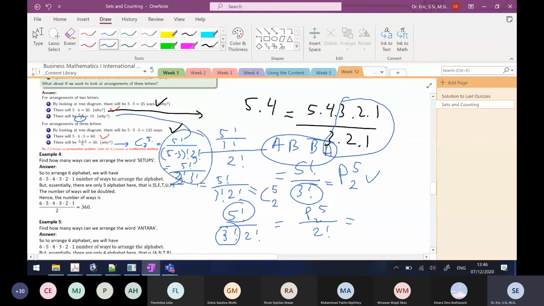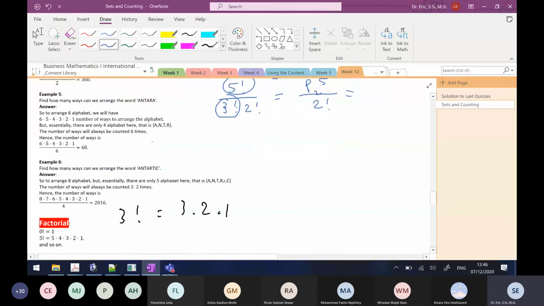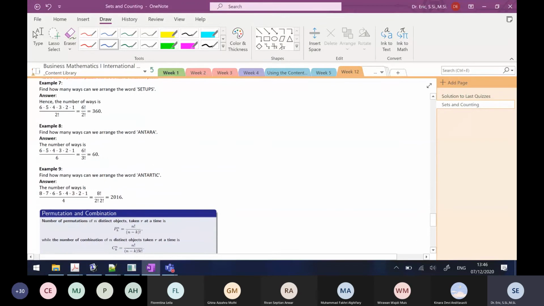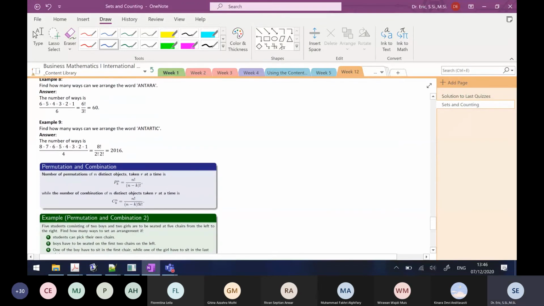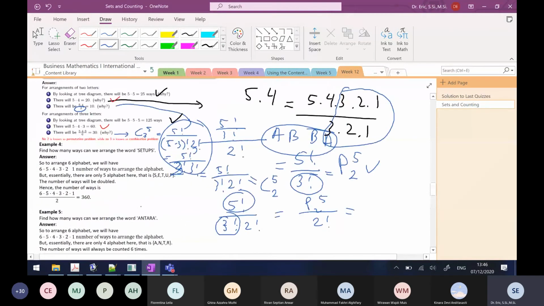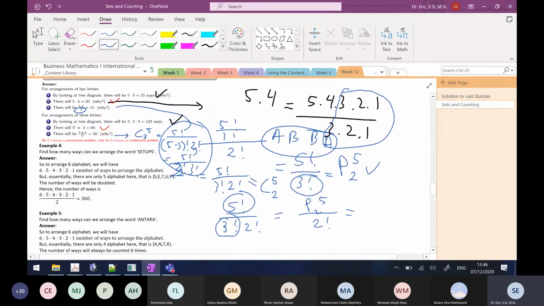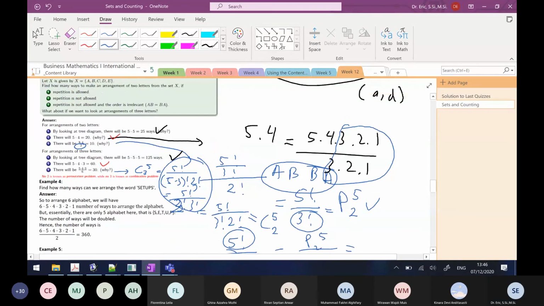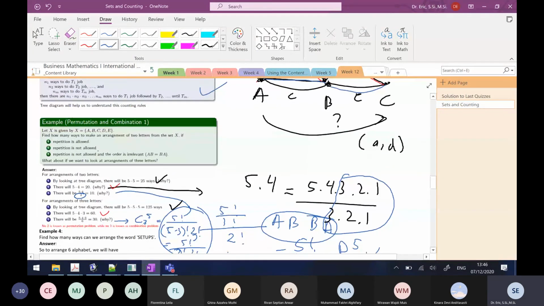Yeah, okay. So that's why we have this formula: permutation P(n,k) is n factorial divided by (n minus k) factorial, and combination C(n,k) is n factorial divided by (n minus k) factorial times k factorial. All of this you can write down as factorials. Okay, this one, this letter assignment.